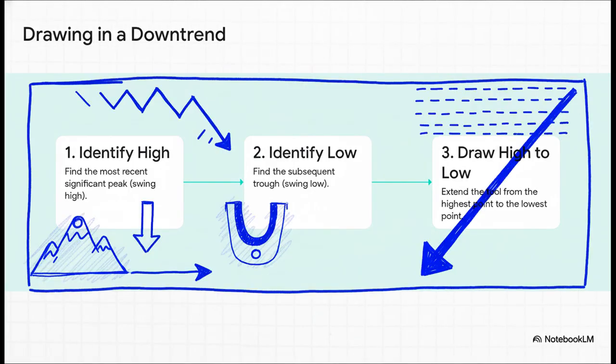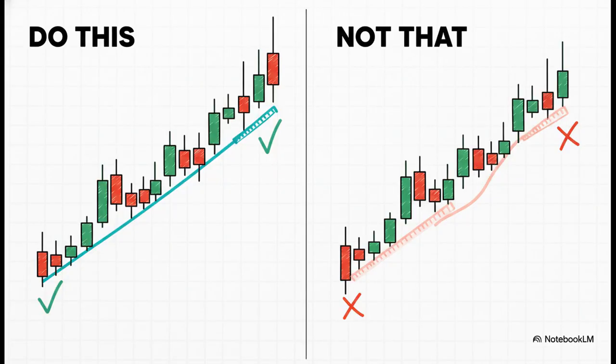And if the market's falling, you guessed it, you just do the complete opposite. You find a major peak, a swing high, and then the valley that follows it, the swing low. This time you draw from the top down to the bottom, and the levels will appear above the price, showing you potential spots of resistance. Now here's a quick pro tip that'll make your levels way more accurate. Always, and I mean always, draw your lines from the absolute highest high to the absolute lowest low. That means using the very tips of the candlestick wicks, not the bodies.